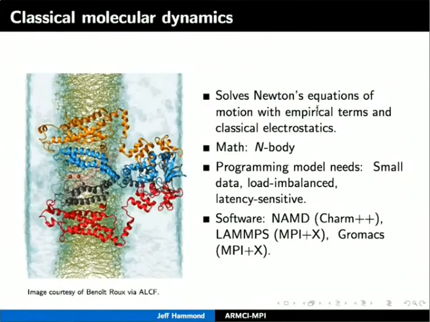If we look at classical MD, the challenge here is it's small data, so not big data, the opposite end of the spectrum. It usually fits in cache and strong scaling. But the calculations are latency sensitive and they're load balanced. So in the advanced codes for MD, they use Charm++ to deal with load balancing, to hide some of the latency and overlap communication and computation. Two of the other big codes are traditional MPI plus X codes, and they can suffer in the limit of load balancing.